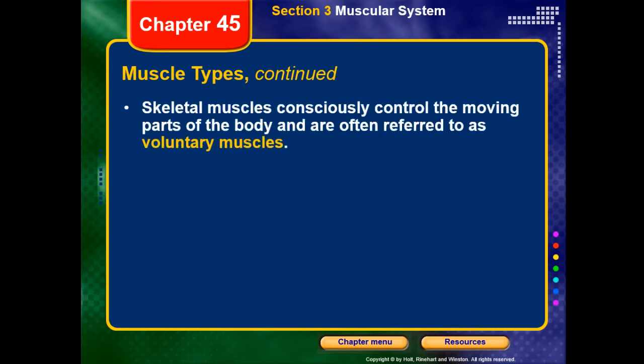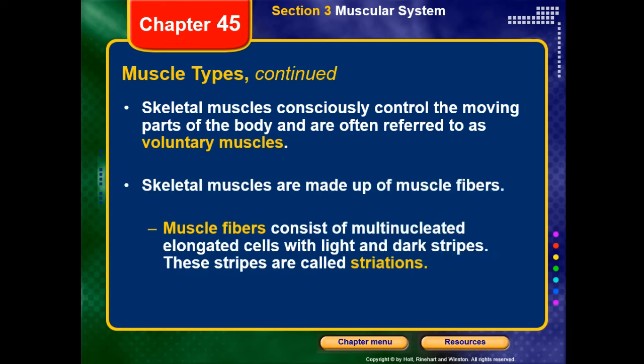Now, skeletal muscles consciously control the moving parts of the body and are often referred to as voluntary muscles. Skeletal muscles are made up of muscle fibers. The muscle fiber actually consists of multinucleated elongated cells with light and dark stripes. These stripes are called striations.